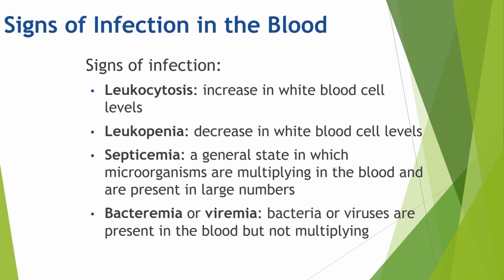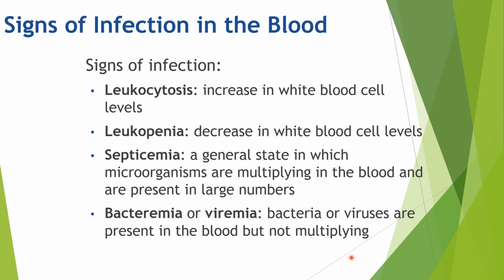Signs of infection, as I said: if you take a sample of the blood and you see an increase in the white blood cells, we refer to it as leukocytosis. Leukopenia is when you notice that the white blood cells are very low. Septicemia is a general state where the microorganisms are multiplying in the blood and present in such high numbers. Again, this is a very bad sign. Bacteremia is when the bacteria are present in the blood, but they're not multiplying, okay? Viremia, again, viruses are present in the blood, but not really multiplying.